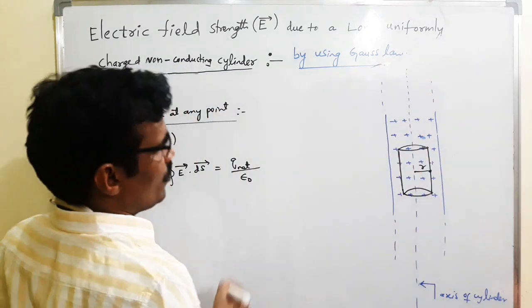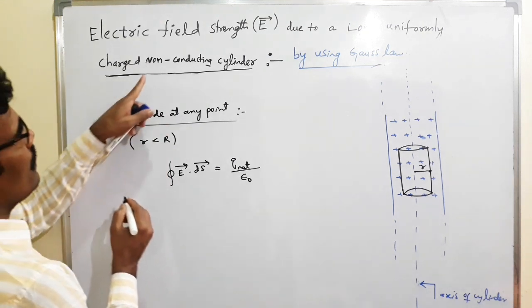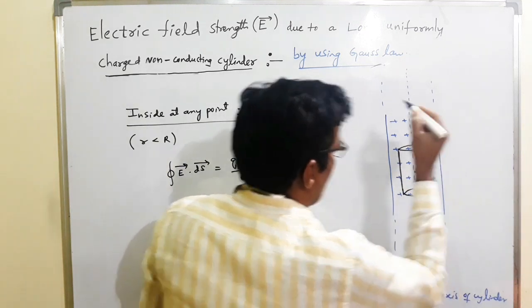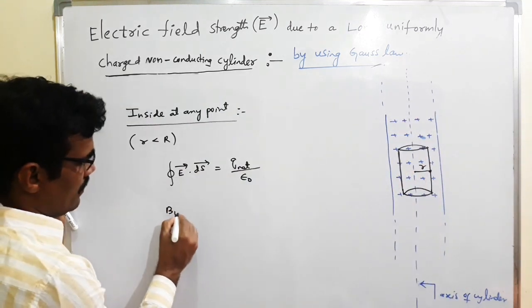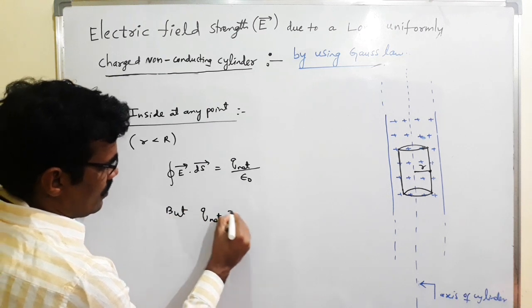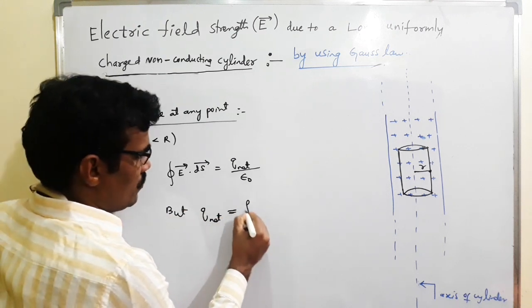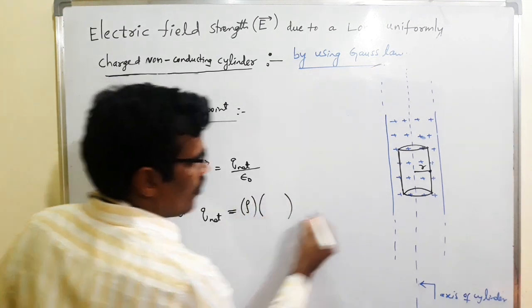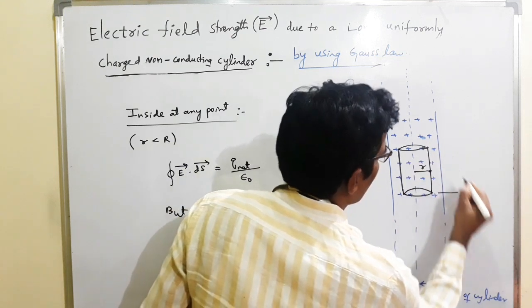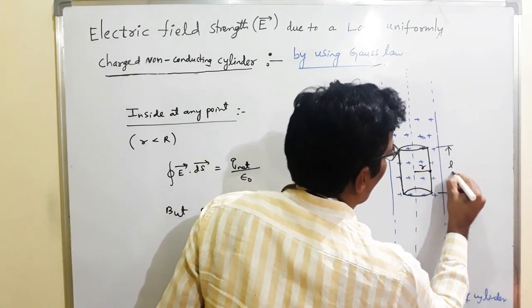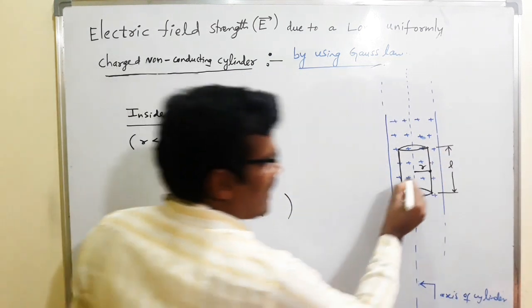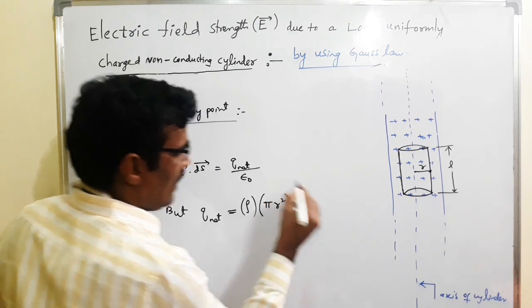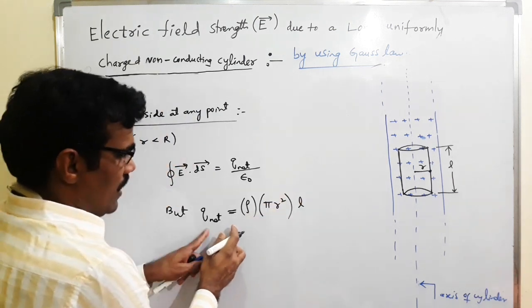What is the Q net here? We know that this is a non-conducting cylinder, that's why it has a charge. Therefore Q net is equal to volume charge density, charge per unit volume, into the volume of the cylinder. Take the length of the cylinder as L, and its radius is r. That's why pi r square L. So this is the charge.